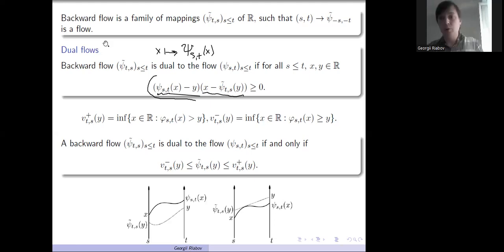Our aim for tomorrow will be to construct dual flows for coalescing stochastic flows and use them to analyze invariant measures and some other functionals from the coalescing stochastic flow. And I think I finished for today. Thank you for the attention.